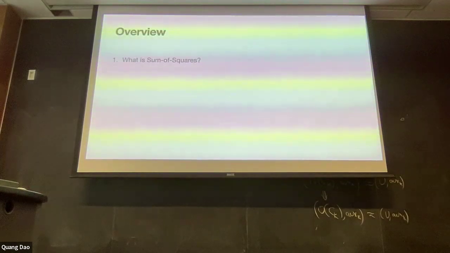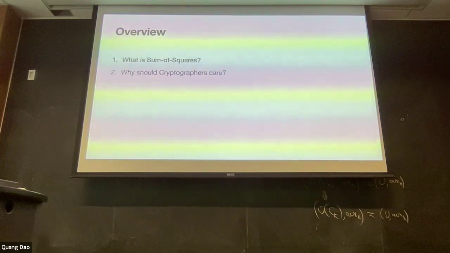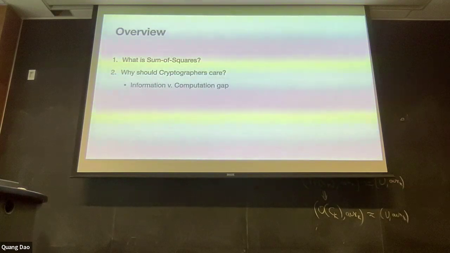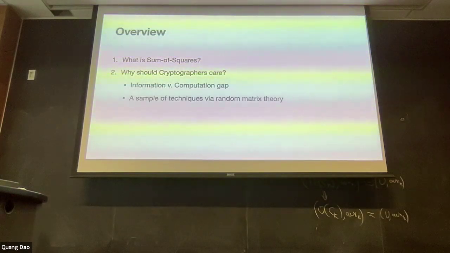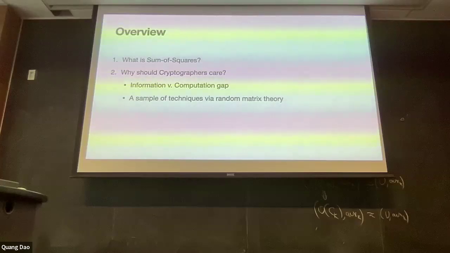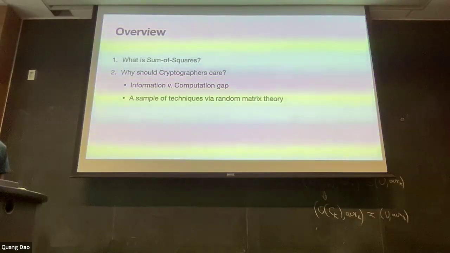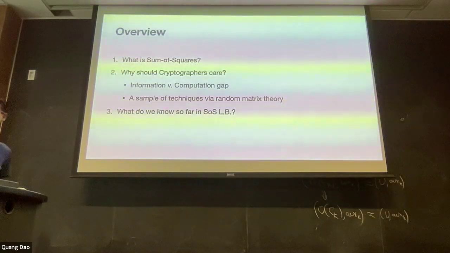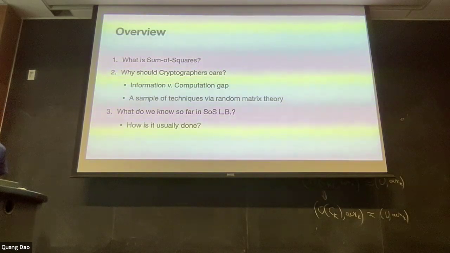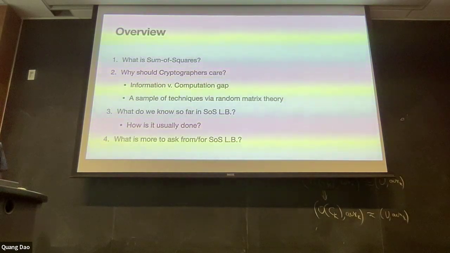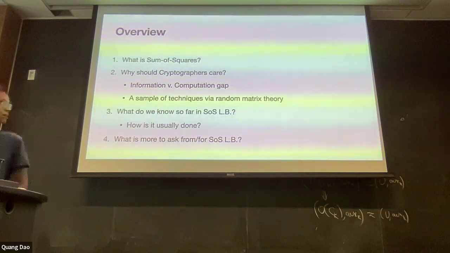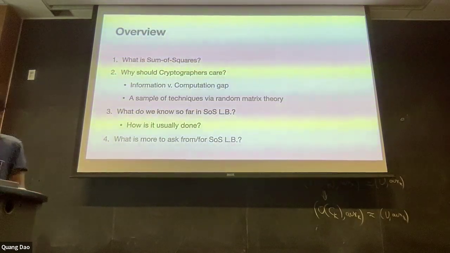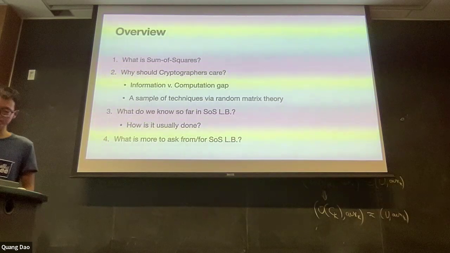But yeah, anyway, here's the roadmap of the talk today. I'm going to tell you a little bit about sum of squares, get you excited, and I want to convince you that it's something that cryptographers should care about as well. I'm going to look at the phenomenon of information versus computation gap and get a sample of techniques from linear matrix theory. And I'm going to give a quick survey of what we know so far in sum of squares lower bounds and how they are usually done. And finally, I want to wrap up with what kind of questions one might ask for sum of squares lower bounds, going further.